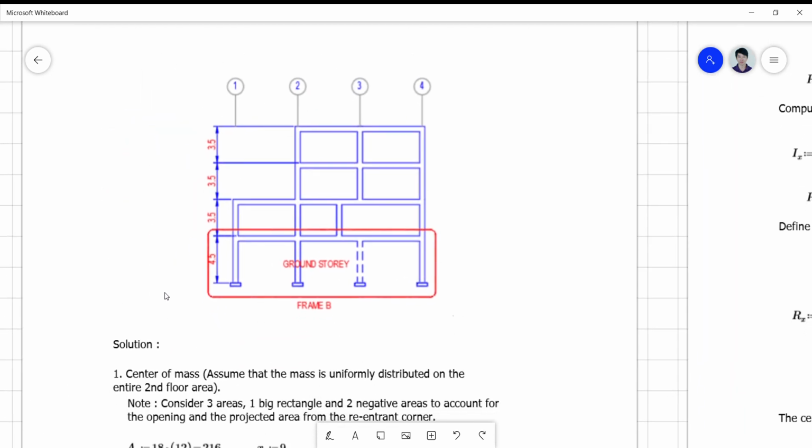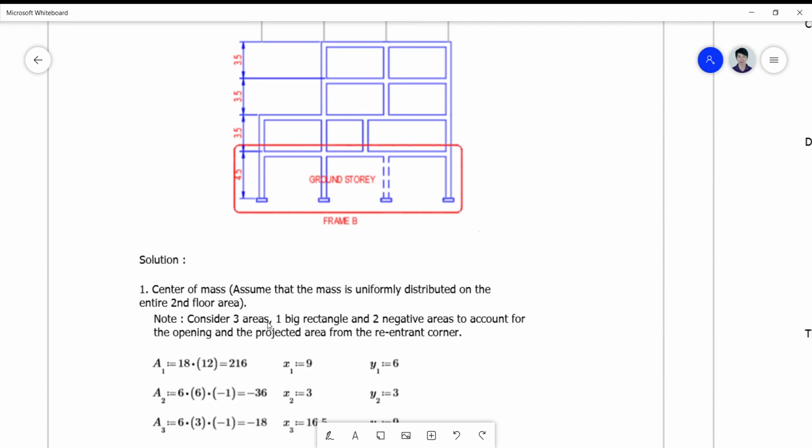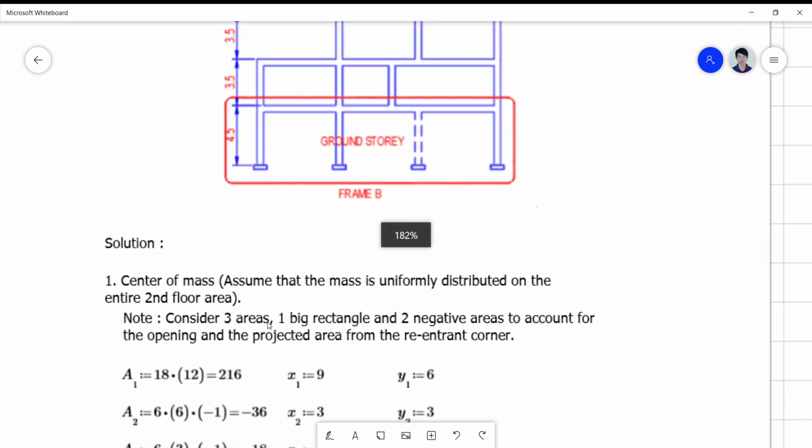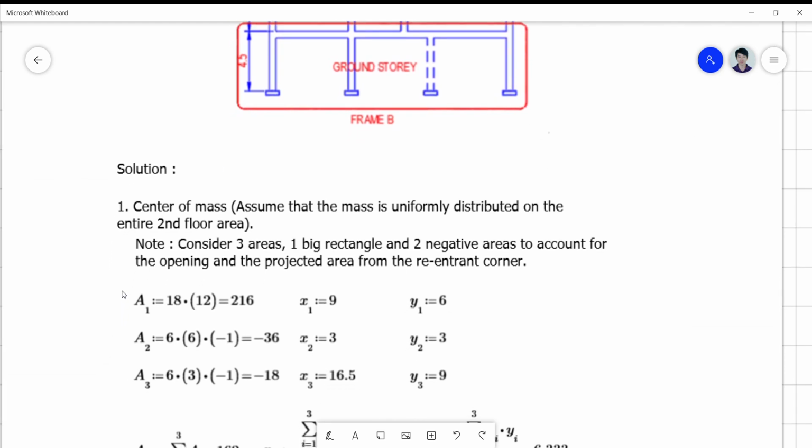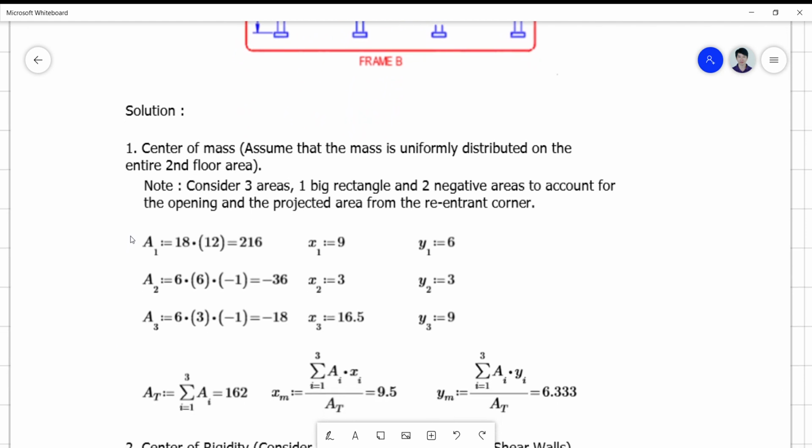So for the solution of the center of mass, or we can abbreviate it as CM, we first assume that the mass, of course, is uniformly distributed on the entire second floor area. And note that if we consider three areas, one big rectangle and two negative areas to account for the opening and the projected area from the re-entrant corner, we can actually evaluate or solve for the center of mass on the basis of Varignon's theorem here.